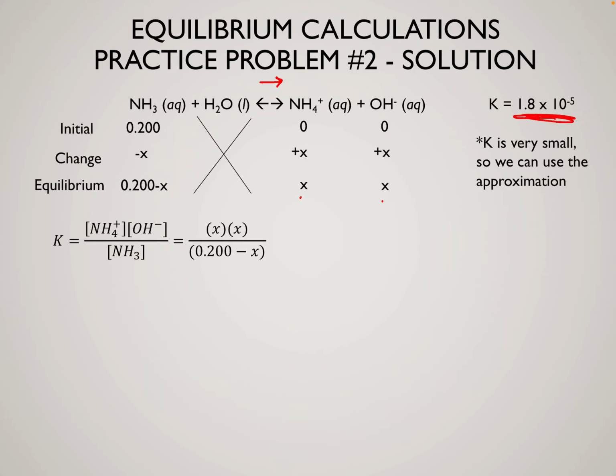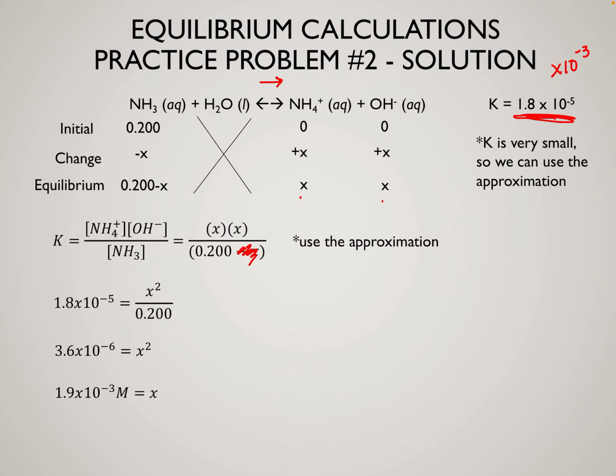K is very small in this case. Like I said, usually it's anything smaller than times 10 to the minus 3, and times 10 to the minus 5 meets that criteria. So we can use the approximation. Yay us. Okay, so when I use that here, all that does is get rid of this minus x term on the bottom. So that goes away, and I'll combine our x's so that it's x squared on the top. Then we'll multiply both sides by 0.2.